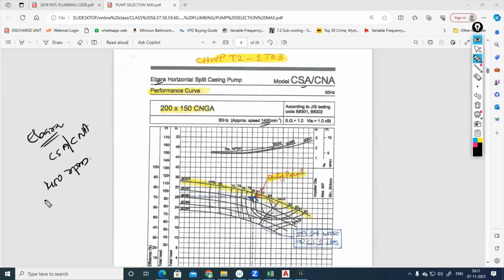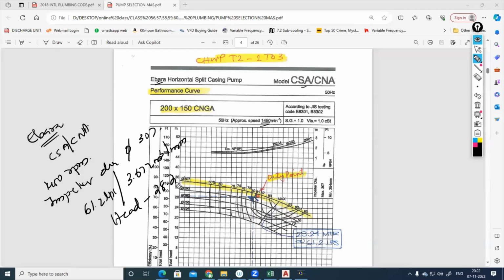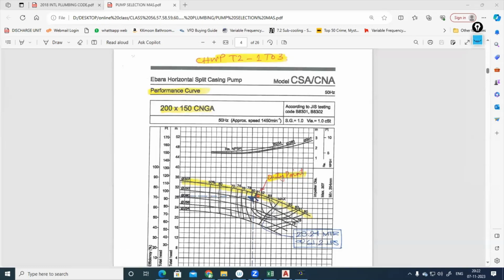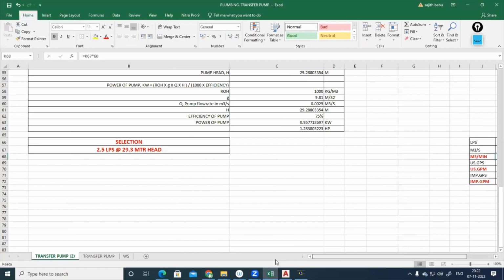Then impeller diameter 307. Flow rate 61.2 liters per second, or 3.672 meter cube per minute. Head will be 28.24 meter. You have to provide this when you order, when you are purchasing this item. Accordingly, we can purchase this item and install it. So this is our design, and this is the selection.